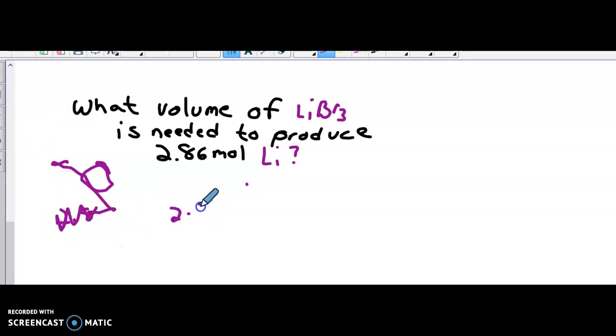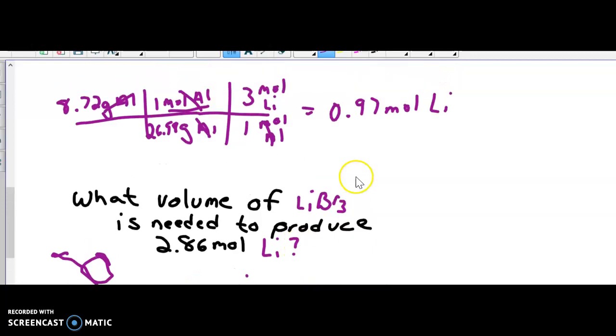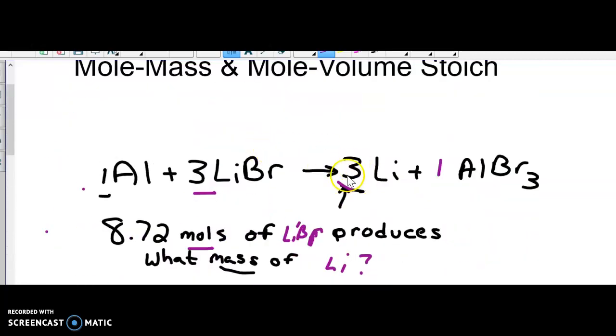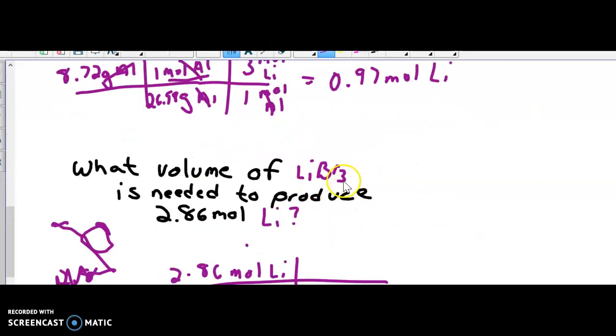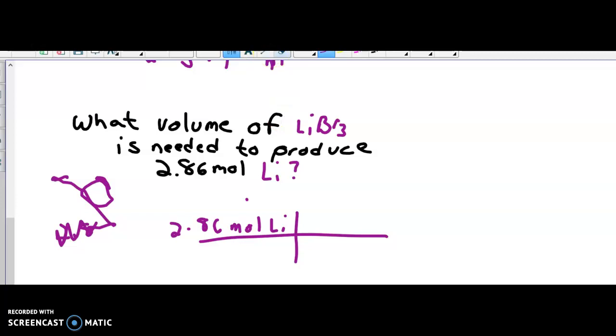All right, 2.86 moles of lithium. So our given is in moles. So let's go back. We're going from lithium to lithium bromide. That's a 3:3 ratio. That shouldn't say Br3, it should just say Br. So we've got moles of lithium to moles of lithium bromide, because that's what we're finding out about. So we've got a 3:3 ratio.